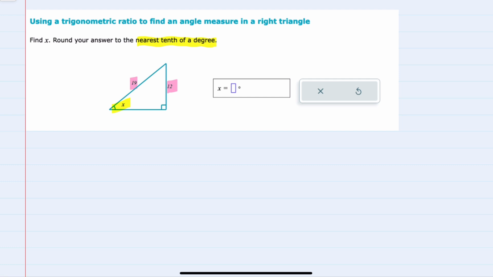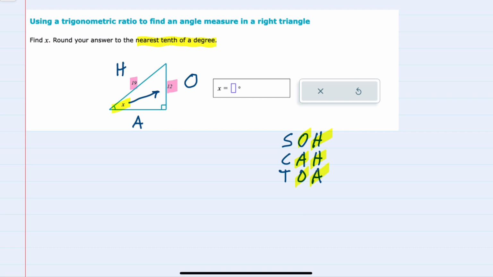And we can tell that the 19 is the hypotenuse side of this right triangle. And with respect to this angle x, 12 is the opposite, leaving this third side as adjacent to the angle x. And for right triangles, we know our mnemonic, SOHCAHTOA, which helps us remember that the sine is the opposite over the hypotenuse, the cosine is the adjacent over the hypotenuse, and the tangent is the opposite over adjacent.